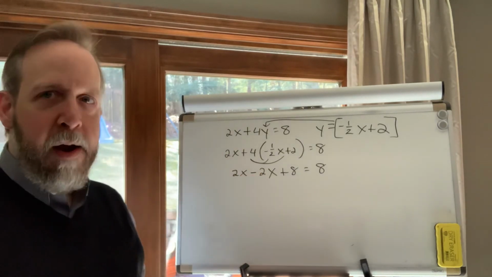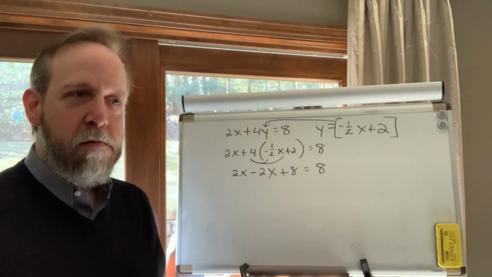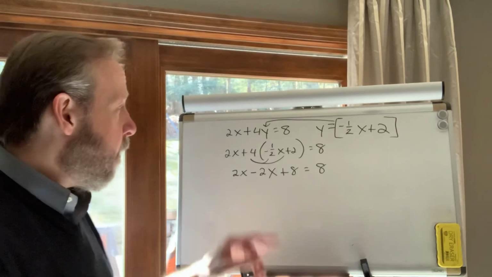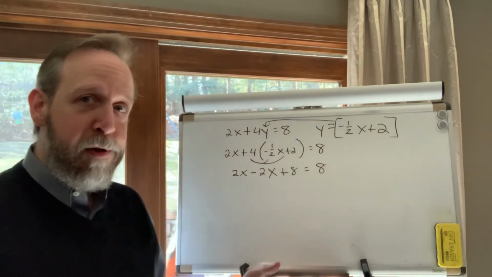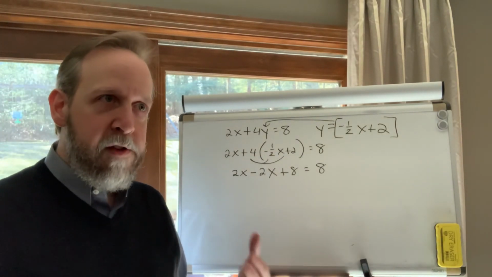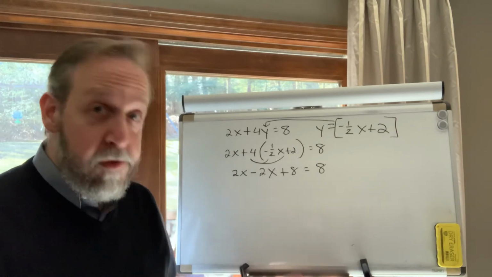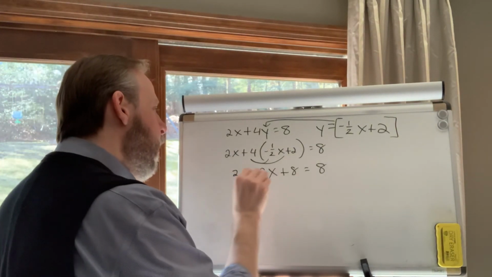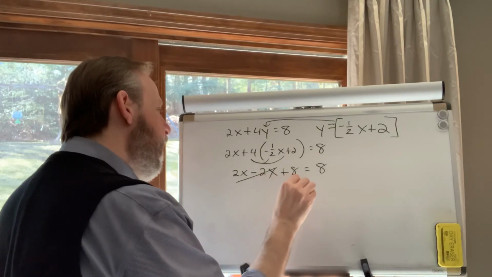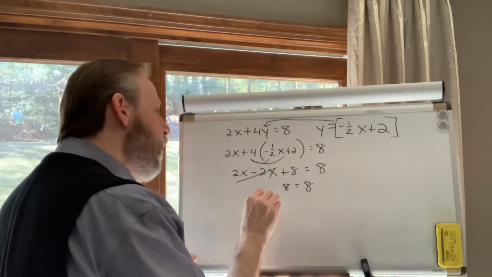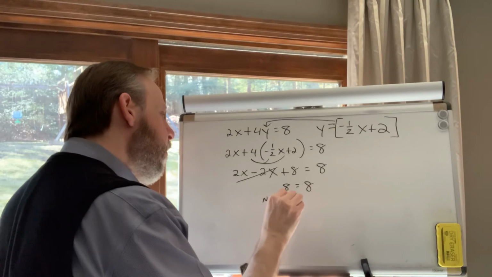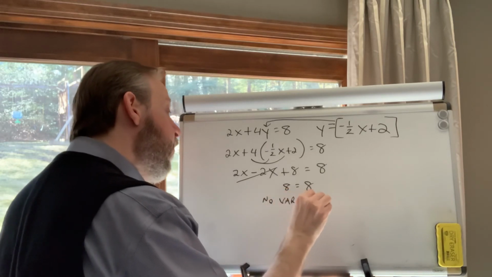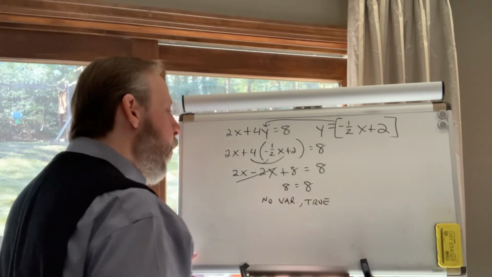2x minus 2x. Well, that's nothing. They're on the same side of the equal sign. We just combine like terms. 2x minus 2x is nothing. So they drop out. I'm left with 8 equals 8. No variable. True statement. What does that mean?